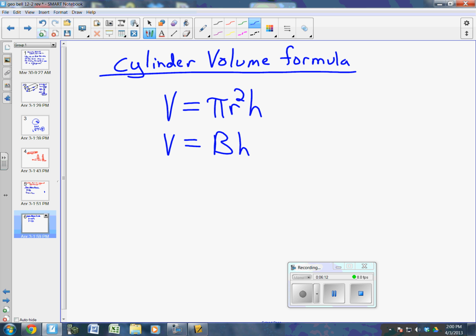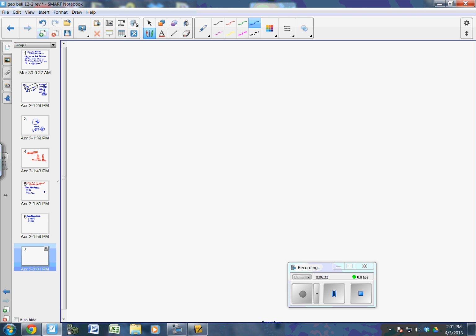So you guys, cylinders are very applicable. There's a lot of things that we fill up with cylinders, don't we? Cans, water tanks. A lot of shapes are cylinders, and we fill them up with things. So very applicable, something that we can use. Okay, so that's that formula. We're going to do a couple of problems here. We're going to start with this one right here.